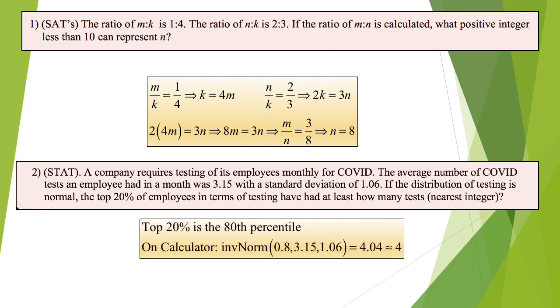This problem will be done on the calculator. Since this is a normal distribution, the top 20% means the 80th percentile. So using the calculator, we will use our inverse norm function to get the inverse norm of 0.8, with a mean of 3.15 and a standard deviation of 1.06. We get an answer of 4.04 tests, which is approximately 4.